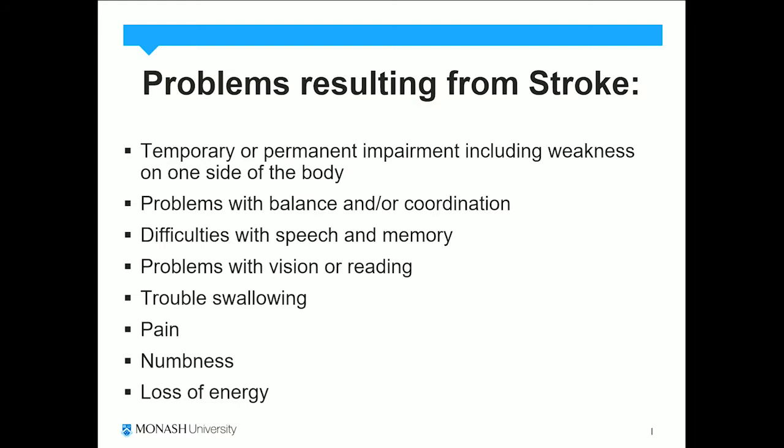So it's useful to think about some of the problems that the patient can experience because of a stroke. The patient could have temporary or permanent impairment, and that could include weakness on one side of the body. They could have problems with their balance and/or coordination, and also difficulty with speech and memory. Patients could also experience problems with vision or reading or swallowing problems, and they could have pain, numbness, and loss of energy.